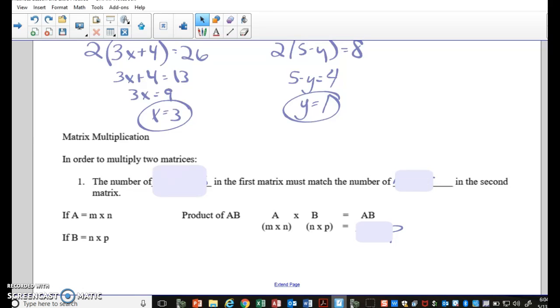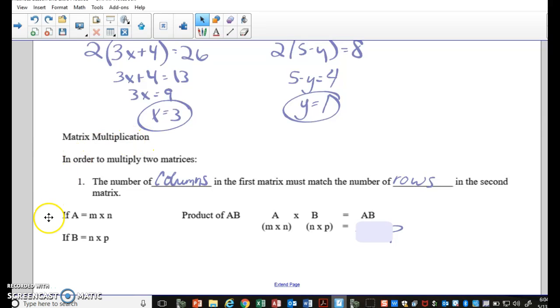Now we're going to actually multiply matrices. Now for this, you might want to get out your calculator. Well, you definitely will want to get out your calculator. So for matrix multiplication, we're looking at how do we multiply 2 matrices. In order to do matrix multiplication, what has to be true is that the number of columns in the first matrix must match the number of rows in the second matrix.